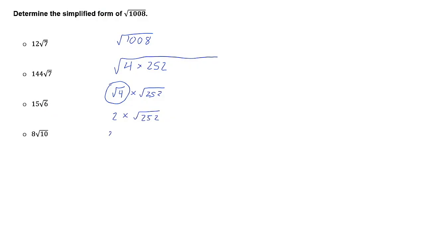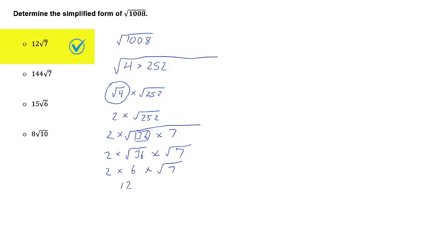So what else could we do here? We've got 2 times, and we're going to give ourselves a nice long root again here so we can do some math. And this number is familiar. I think 36 times 7 is going to give us 252. And what's nice about that is this 36 is a nice perfect root again. So now we've got 2 times the square root of 36 times the square root of 7. And the square root of 36, of course, is 6. So if we keep working that out, it's 2 times 6 times square root of 7, or 12 times square root of 7. So that's our answer.